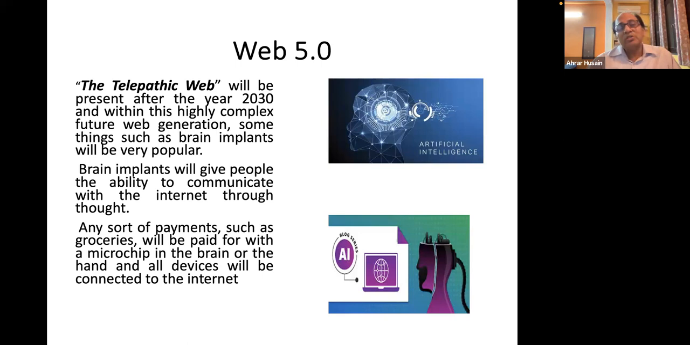वेब 5.0 की भी बात आजकल होने लगी है, जिसमें totally this technology will be based on artificial intelligence. This will be called the telepathic web. It will be present after the year 2030. And within this highly complex future web generation, something such as brain implants will be very popular. Brain implants will give people the ability to communicate with the internet through thought. Any sort of payment such as groceries will be paid for with a microchip in the brain, or on the hand, all devices will be connected to the internet.